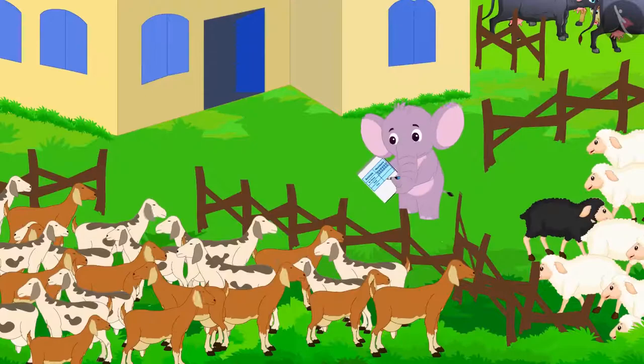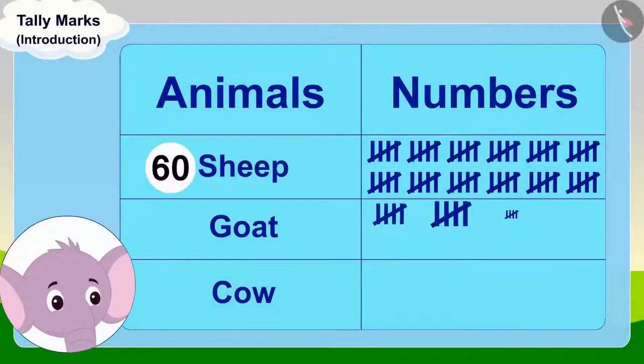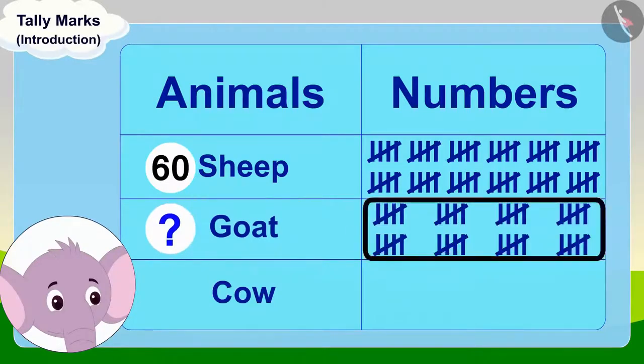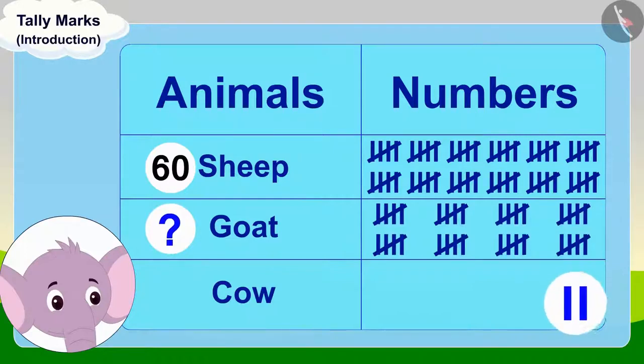Now Appu started counting his goats. Appu drew tally marks for the goats in his table. Can you tell how many goats does Appu have in total? If you want, you can stop the video and find the answer. That's right! Appu has 40 goats.